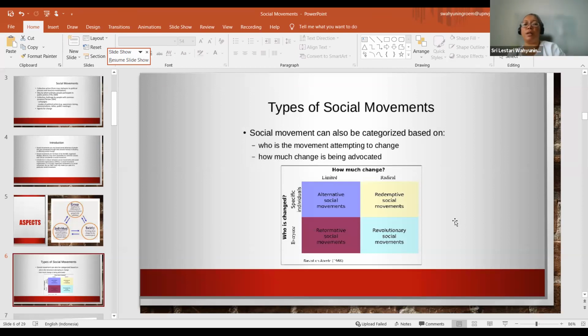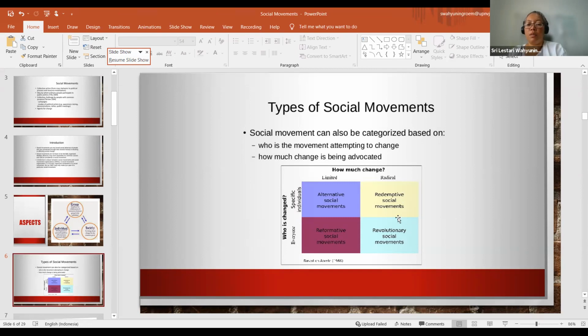Social movements can be categorized based on, one, who the movement is attempting to change, and second, how much change is being advocated. So if we divide into these axes, we can see this reflected here. How much change? Is it limited? Is it a radical change? Or who is changed? Is it everyone? Or is it specific individuals that you would like to have the change in?